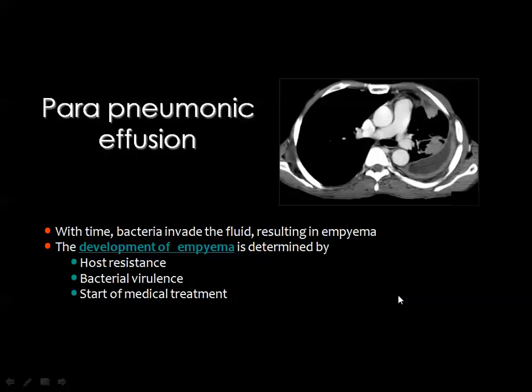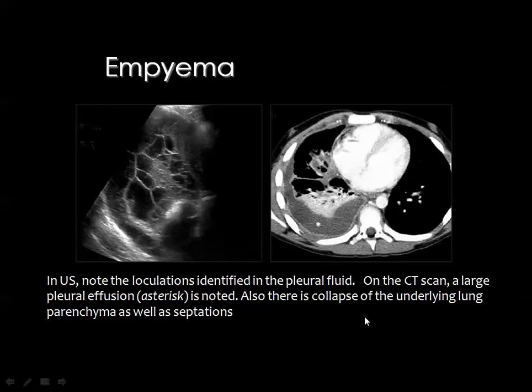Then, how can you know that the effusion is secondarily infected and the effusion is now transformed into an empyema? This will depend on the host resistance, the patient, and the bacterial virulence and the onset of medical treatment. And we used to diagnose empyema whenever we see this by CT scan. And you see a pleural collection, and the margin of the collection, the parietal pleura and the visceral pleura are thickened and enhanced, meaning that there is an inflammation occurring in this fluid.